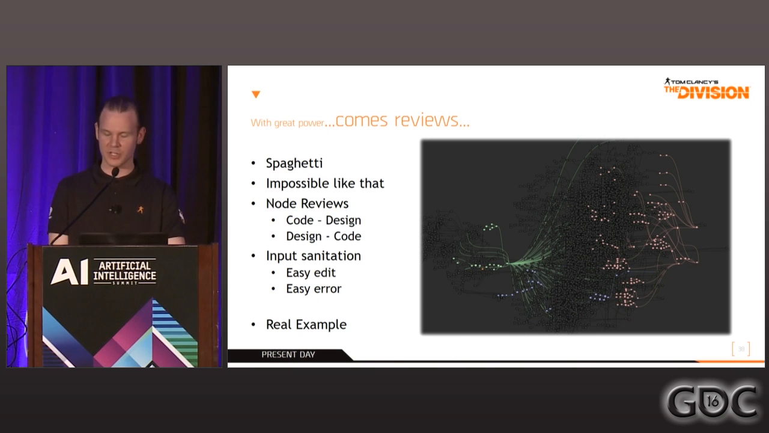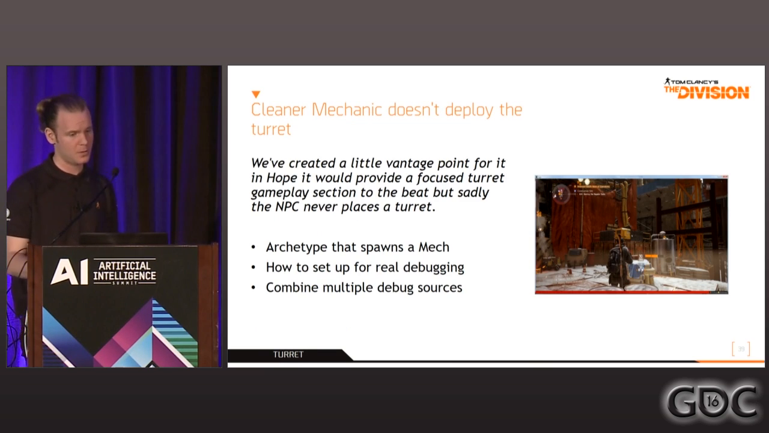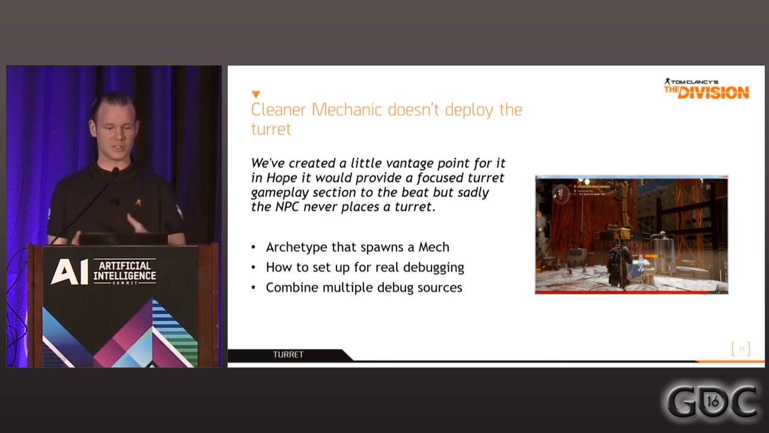So after this, I'm just going to move on to an easy example. Now, this is one of the bugs that we had, so I'm just going to read it. The cleaner mechanic doesn't deploy the turret. We created a little vantage point for it and hoped it would provide a focused turret gameplay section to beat the turret, but sadly the NPC never places a turret.